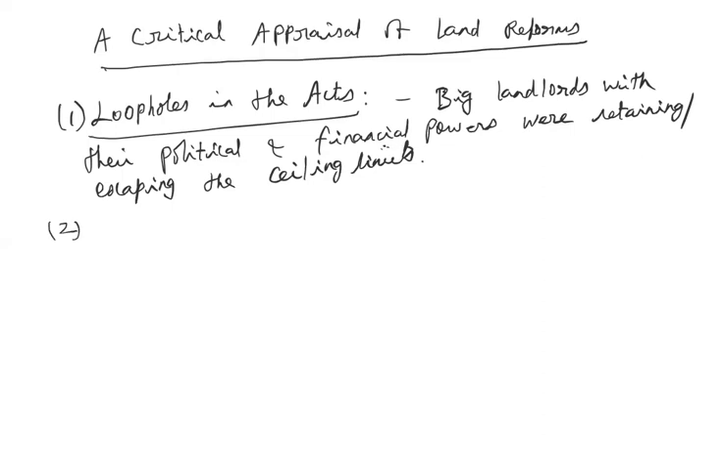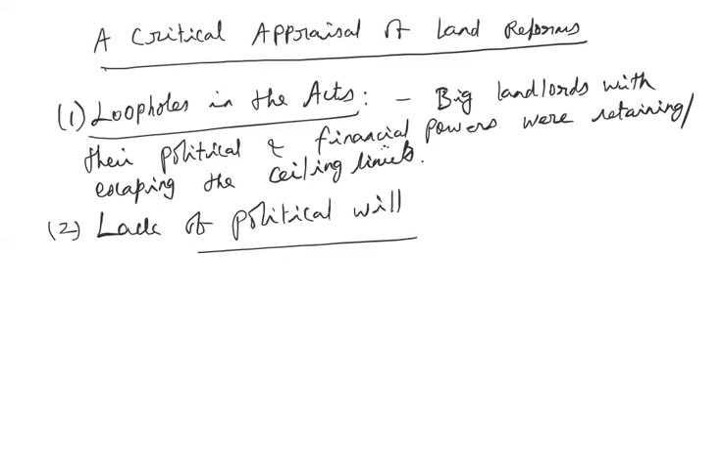The second criticism is lack of political will. The government was also not very strict, because most of the time the government needed the support of the big landlords. The rules were not implemented very strictly by the government, because they didn't want to irritate the big landlords. So the political will for implementing the land reforms was not very strong on the part of the government.